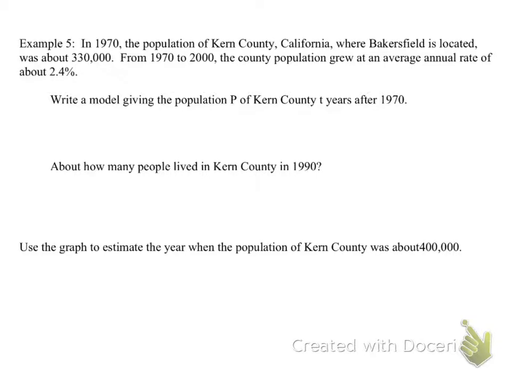So in this first example, in 1970, the population of Kern County, California, where Bakersfield is located, was about 330,000. From 1970 to 2000, the county population grew at an average annual rate of about 2.4%. So the first thing I want you to do is write a model giving the population of Kern County T years after 1970. So how do we know which model to use? Well, the key word is that it grew. So if it grew, we're going to be adding inside the parentheses. We're going to be adding the 1 plus our r.